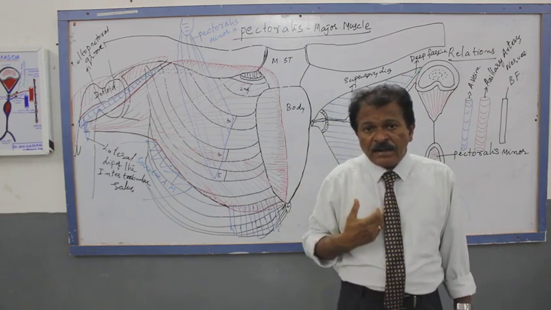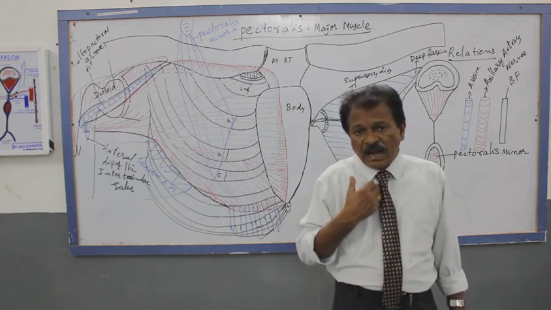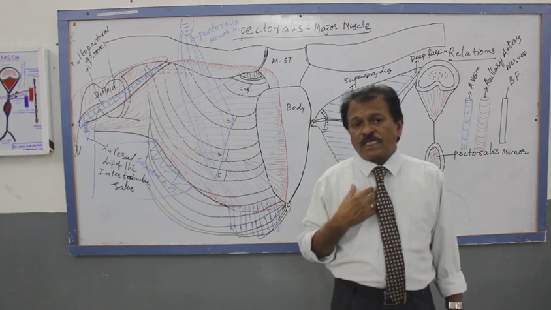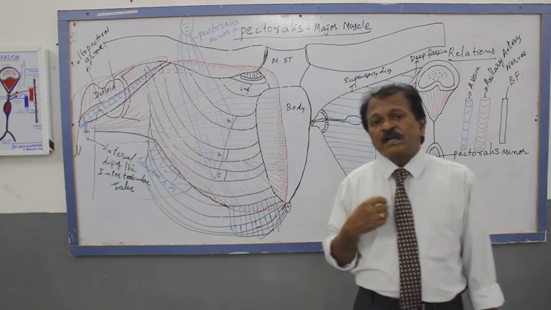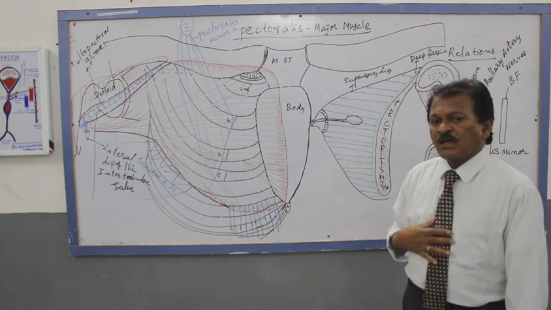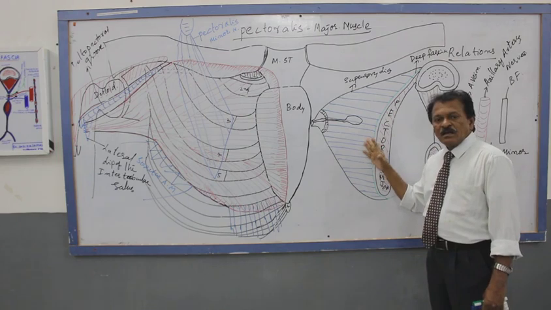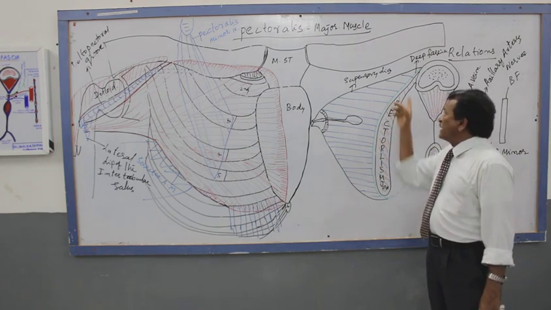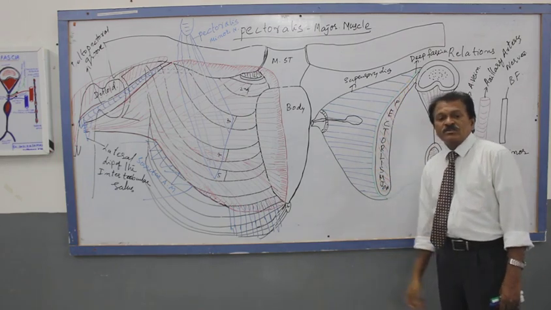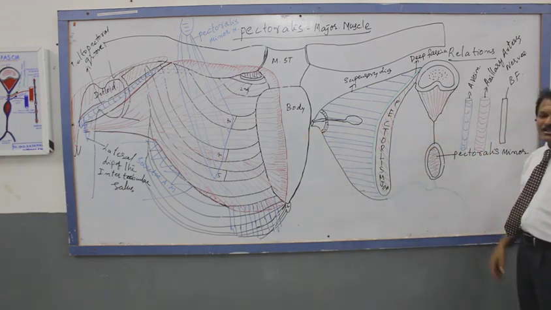Now the arteries: the terminal branches of the intercostal arteries and the terminal branches of the perforating mammary arteries, which are branches of the internal thoracic artery. These things are suspended in the superficial fascia. Deeper than that, there is a deep fascia. These things are present in front of the pectoralis major muscle.